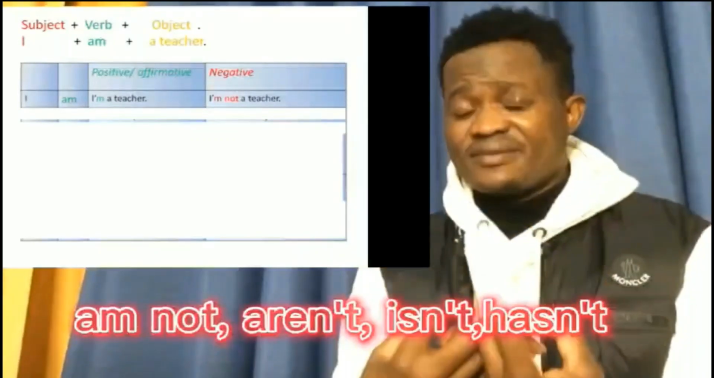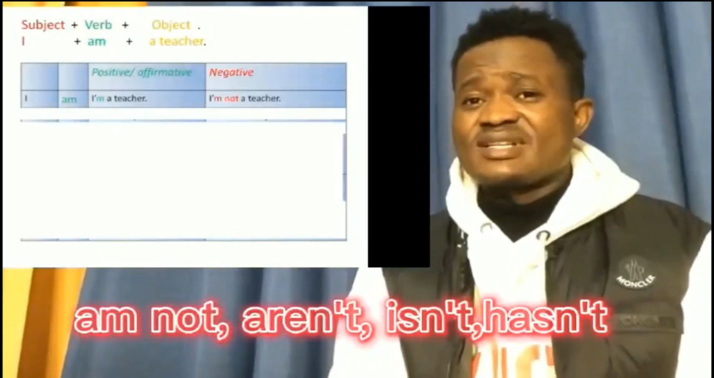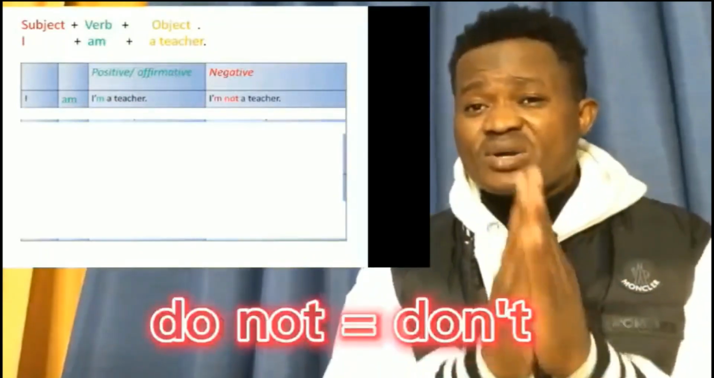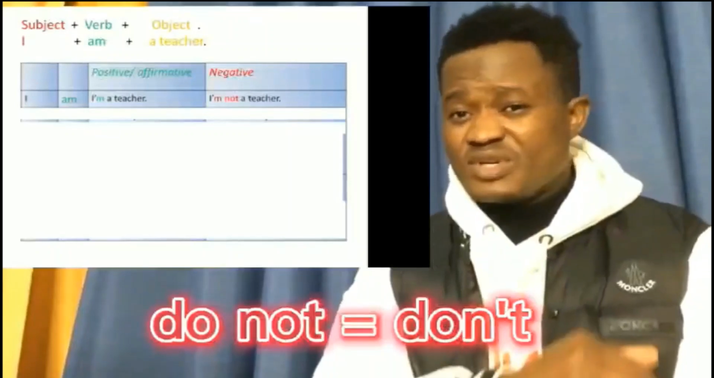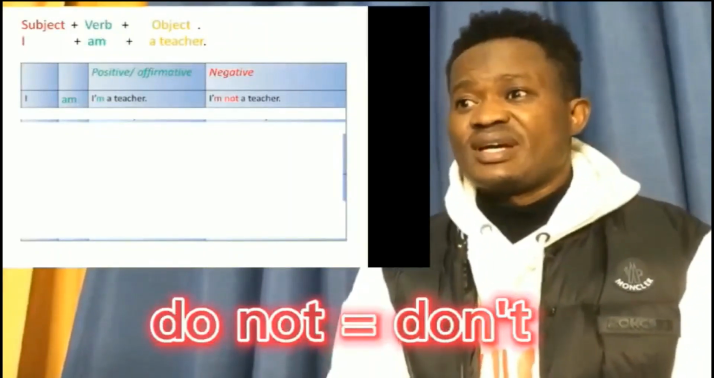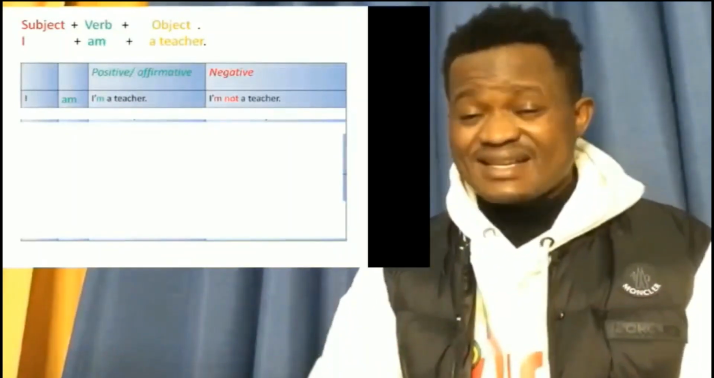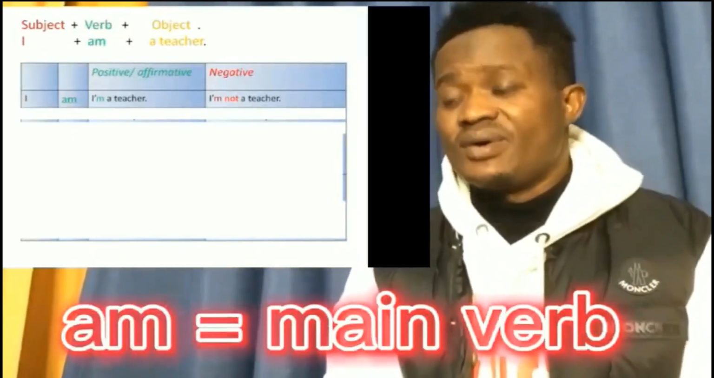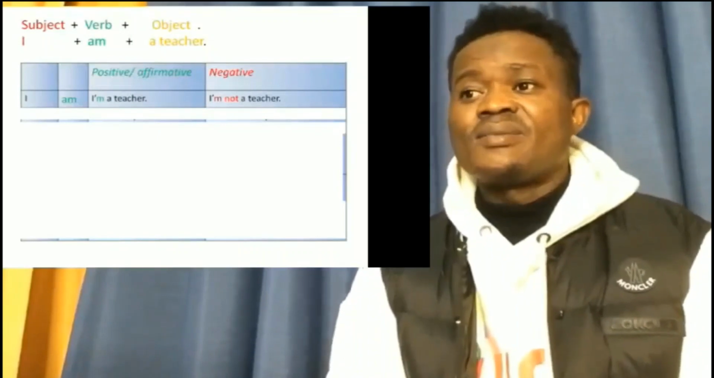So you're going to see here in English, most of the time, the helping verb goes with the negative form. Mostly in some sentences, you see the helping verb and the main verb. Most of the time, the helping verb goes with the negative form. But here, the helping verb is acting as a main verb. That is, am is a verb here.